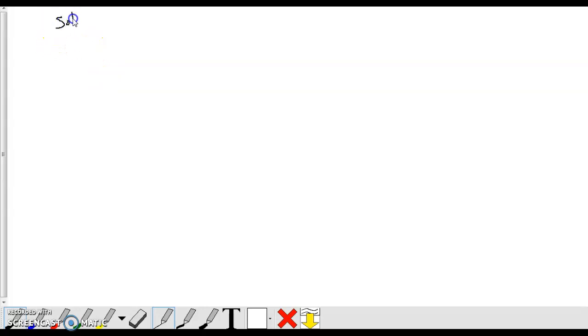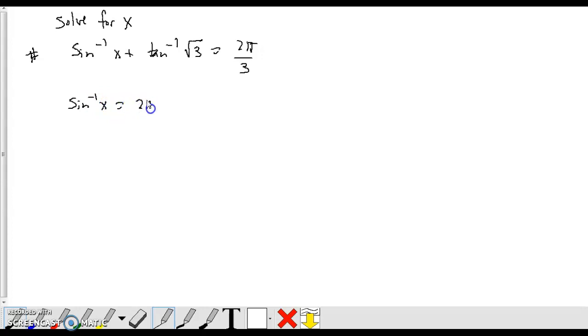Again, we want to solve for x. Here's our first example: inverse sine of x plus the inverse tangent of root 3 is equal to 2 pi over 3. First thing we want to do is isolate the trig that has the variable in it, which is this one. So I'm going to move that inverse over to the other side, so it's going to look like 2 pi over 3 minus the inverse tangent of root 3.